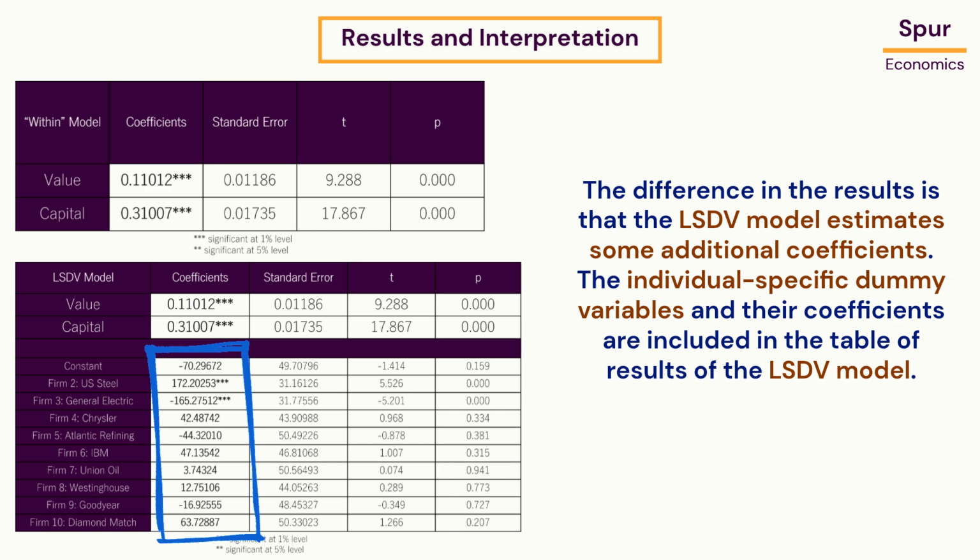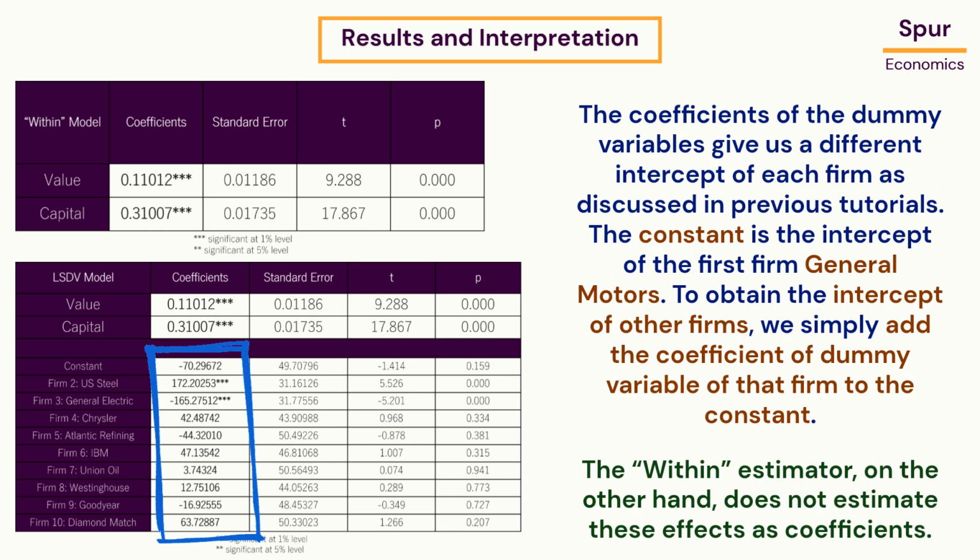The difference in the results is that the LSDV model estimates some additional coefficients. The individual specific dummy variables and their coefficients are included in the table of results of the LSDV model. The coefficients of the dummy variables give us a different intercept of each firm as discussed in previous tutorials. The constant is the intercept of the first firm, General Motors. To obtain the intercept of other firms, we simply add the dummy variable of that firm to the constant. The within estimator, on the other hand, does not estimate these effects as coefficients.